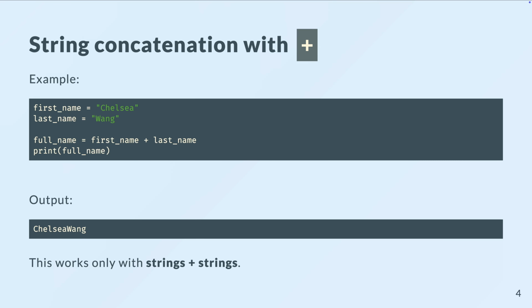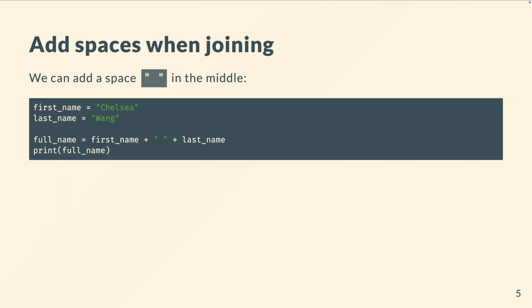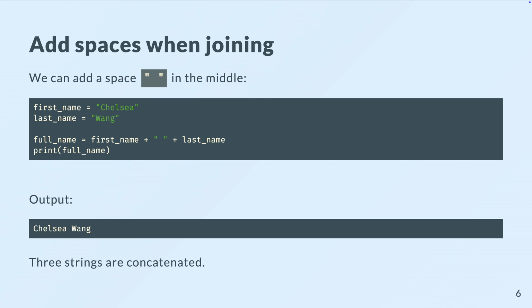This works only when we join a string with another string. If we want a space in the middle, we can add a space as its own string. A space is one blank character inside quotation marks. So we join three strings, first name, then a single space, then last name. Now the output is Chelsea Wang with a space in the middle. That is because we concatenated three strings, first name, a single space, last name.